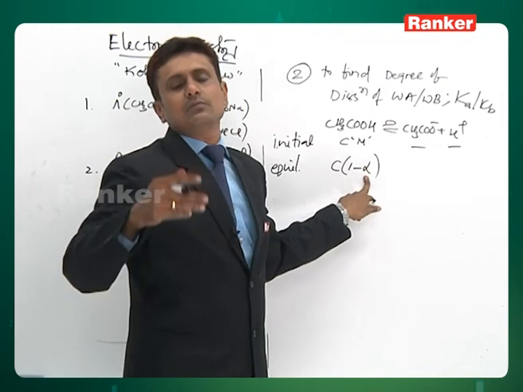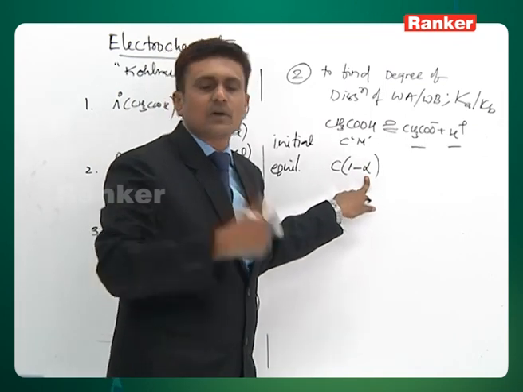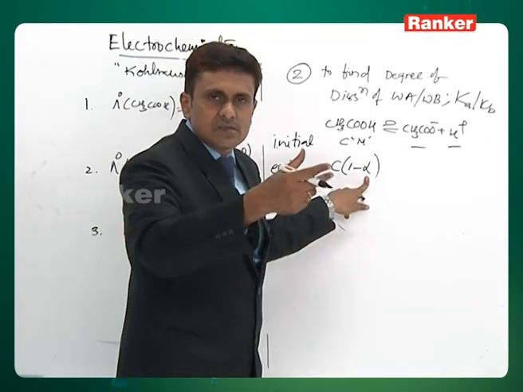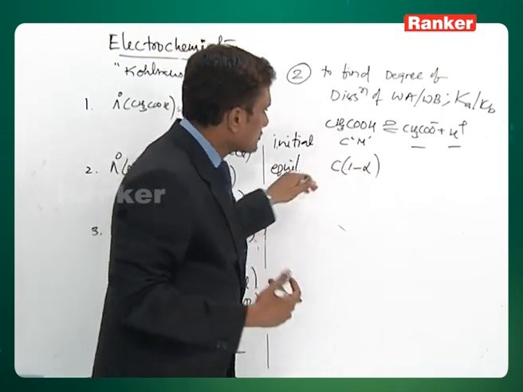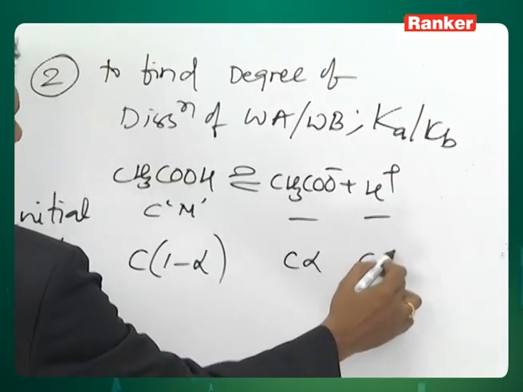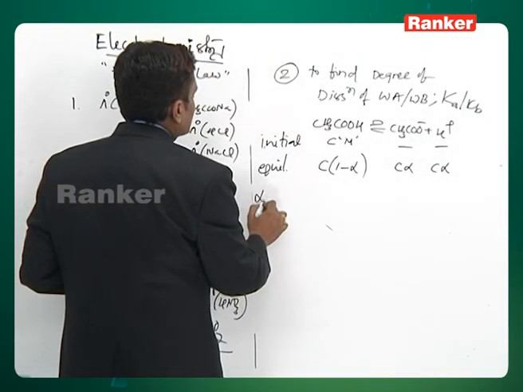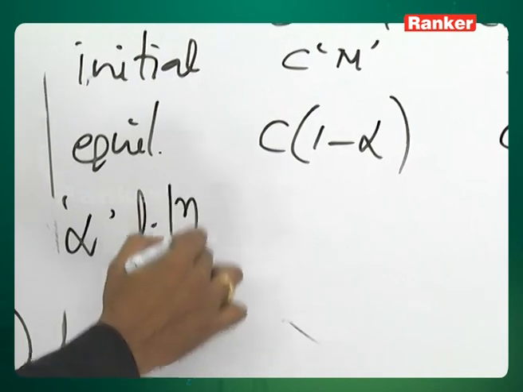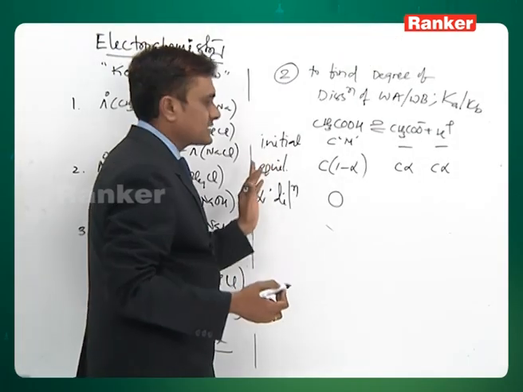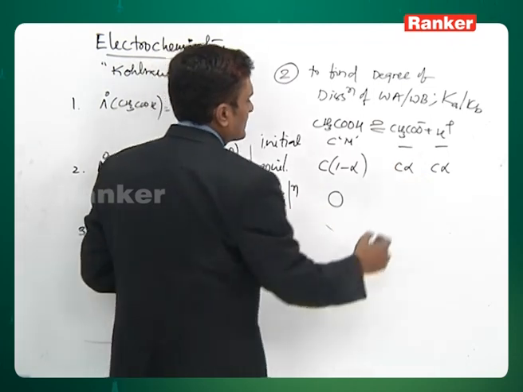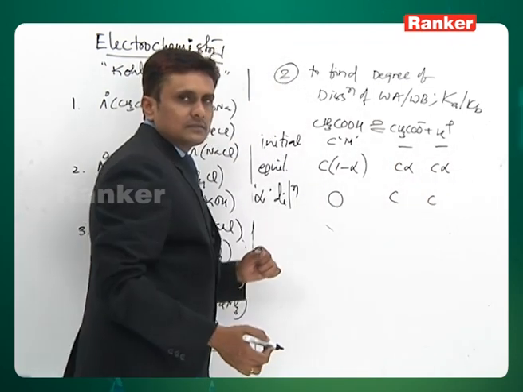So alpha is the amount that underwent the dissociation. Out of 1, alpha has gone. So remaining is 1 minus alpha of how much? The C moles, right? So this is what you write. Now at infinite dilution, this will become 0 because I have added water to such an extent that the entire reaction has gone in the forward direction, C and C.